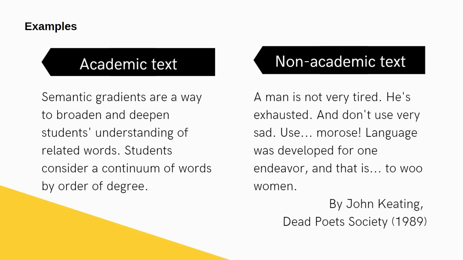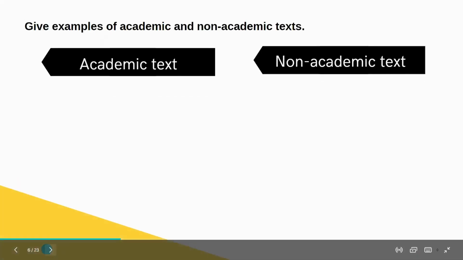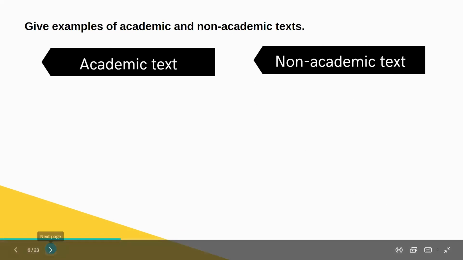On the other hand, the non-academic text example is from a movie in 1989. The sentence structure is informal and the tone is very casual. It also presented the topic by giving sample words. Now, try to group the examples you made in the beginning by identifying whether they are academic or non-academic text.